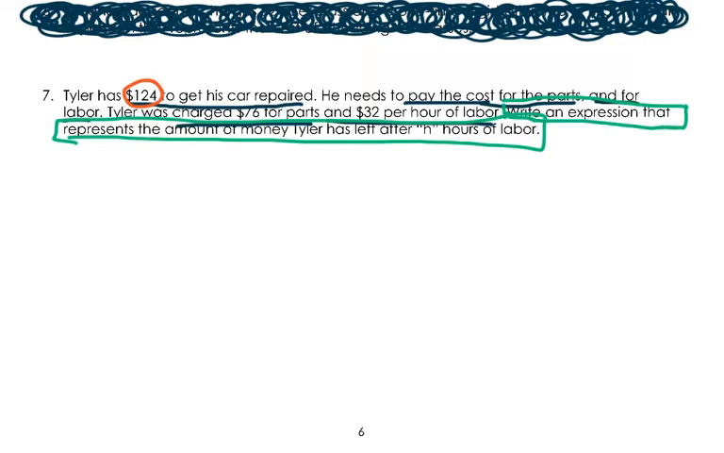He needs to pay the cost of the parts and for the labor. He was charged $76 for the parts, and I know "and" represents addition, so I'm going to write an addition sign on top of it. $32 per. It's another operation, which means multiplication. So here I'm going to make a nice star.